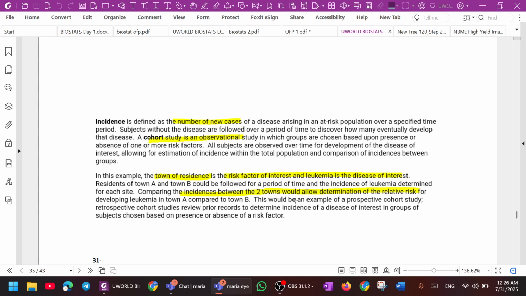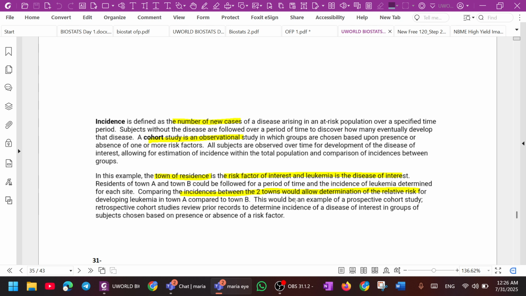I don't understand. Does it make sense? No. Can you please explain? They're saying it's cohort because you already know the cohort. You start with exposure and then you check for outcome. So the exposure here will be the town, and the outcome will be leukemia.